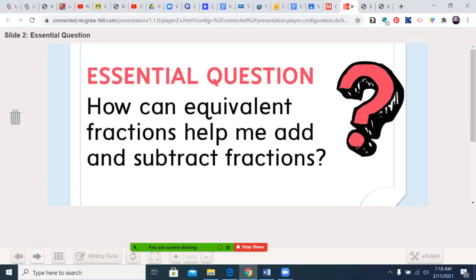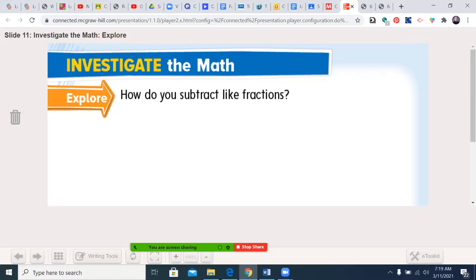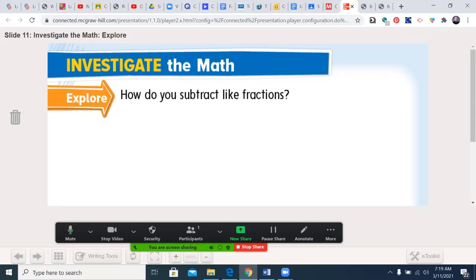Our essential question in chapter 9: how can equivalent fractions help me add and subtract fractions? Remember, I need equivalent fractions in order to be able to add and subtract fractions. So let me go into the portion that's not in your book. And how do I subtract like fractions? Very similar to adding like fractions.